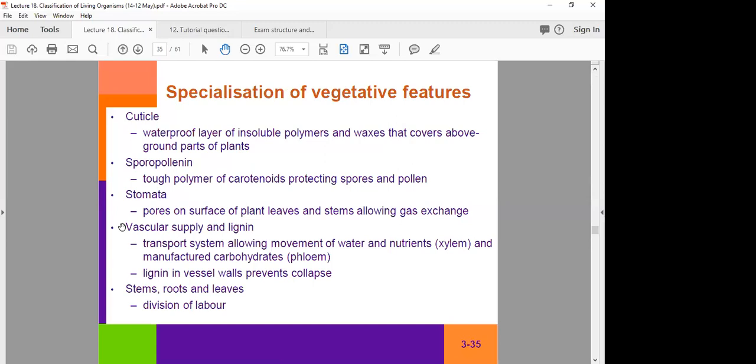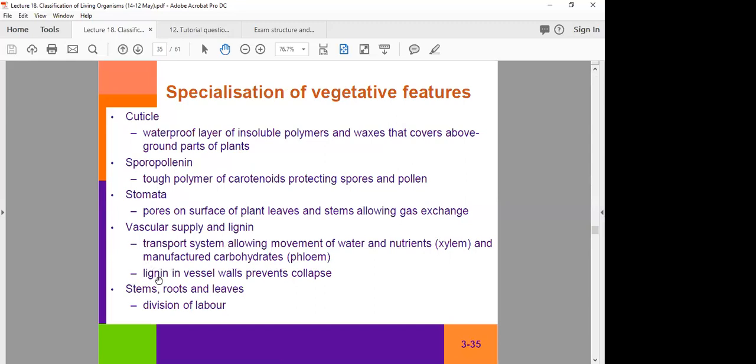Plants evolved a vascular system. Well, many groups of plants evolved a vascular system. You remember that this is a transport system within the plant that allows the transport of water and nutrients through part of the vascular system that's called the xylem, and movement of manufactured carbohydrates via photosynthesis. And the part of the vascular system that transports these is referred to as the phloem.